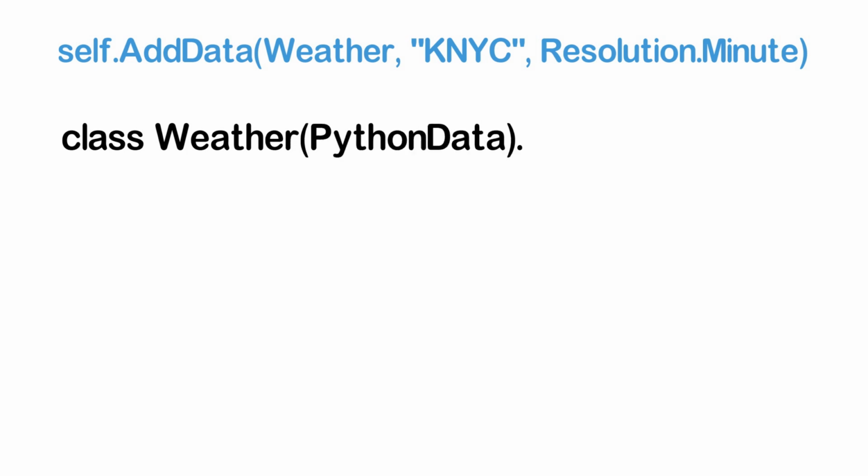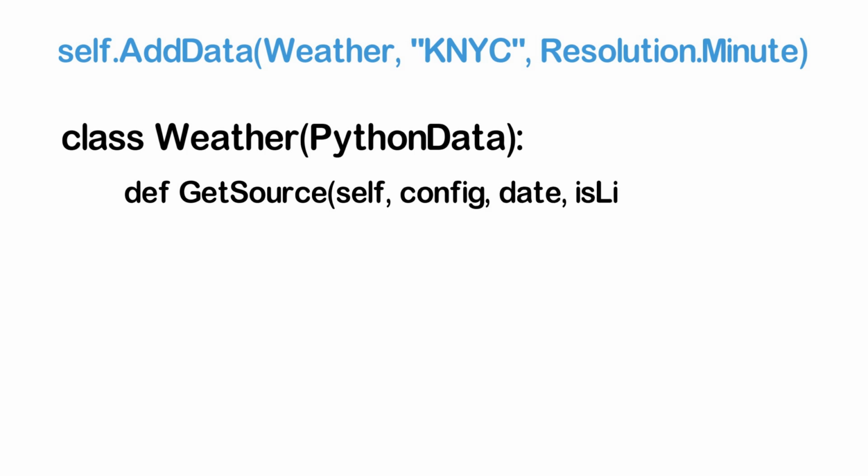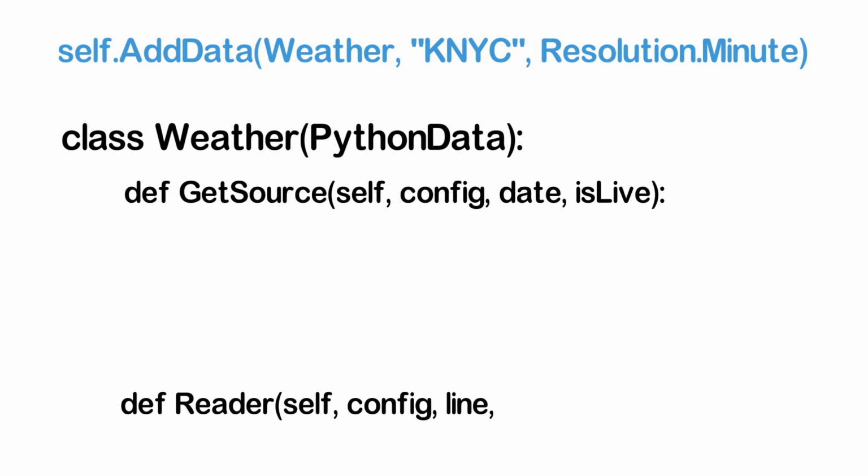Like I just said, the first argument of the AddData method is the type of the data that you want to add. For this, you should create your own custom class. This class should extend the PythonData class and it should override the Reader and GetSource methods of that class. The GetSource method is used to get the source of that data and the Reader method is used to read your custom data. Since the data is custom and not standardized, you need to specify the structure of that data in the Reader method. Let me present how to implement these methods with an example of custom weather data.